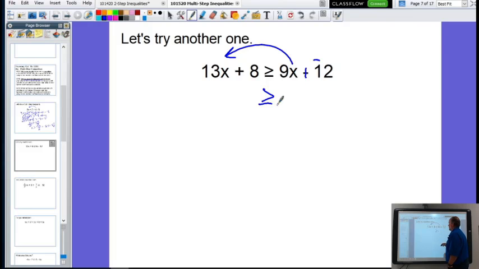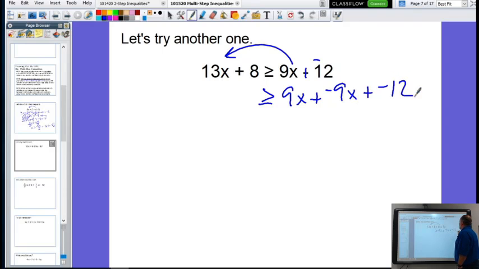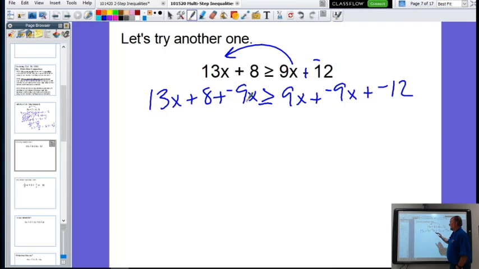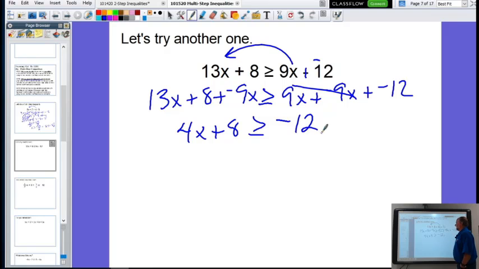So I write the inequality down. Then I do 9x plus negative 9x, which is what it takes to move it, plus negative 12. Then over here, I'm going to write 13x plus 8 plus negative 9x. And now I combine like terms. My 13x and my negative 9x go together to make a 4x plus 8 is greater than or equal to, my 9's go away, and I'm left with negative 12.